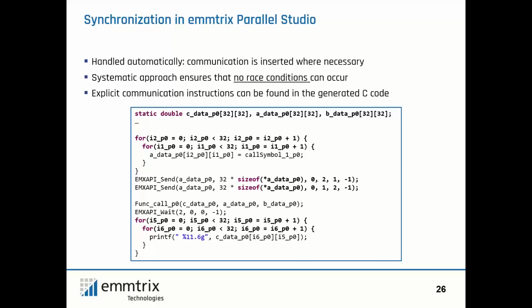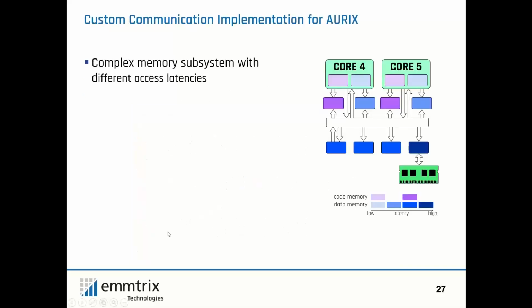As I already showed you in the demo at the beginning, explicit communication instructions can be found in the generated code, which you can see here. It's this Emacs API send or Emacs API wait. The question is, how do we actually implement these API calls? This really depends on the kind of architecture we have. For example, if you have a standard Linux system with ARM cores, we can just use the pthread implementation or MPI, for example. We have back-end implementations for these. Or if you're in an AUTOSAR context, you would probably use the mechanism that AUTOSAR provides.